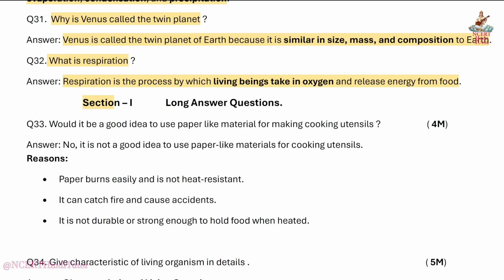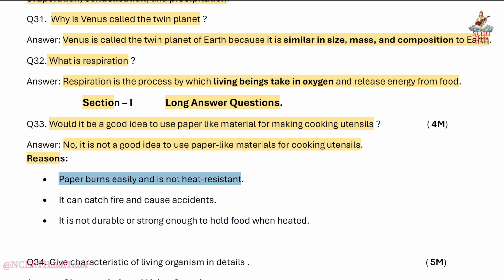Section I. Long answer questions. Question 33. 4 marks. Would it be a good idea to use paper like material for making cooking utensils? Answer: no. It is not a good idea to use paper like materials for cooking utensils. Reasons: first, paper burns easily and is not heat resistant. Second, it can catch fire and cause accidents. Third, it is not durable or strong enough to hold food when heated.